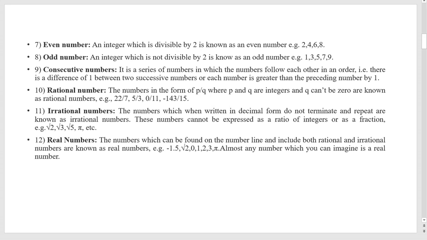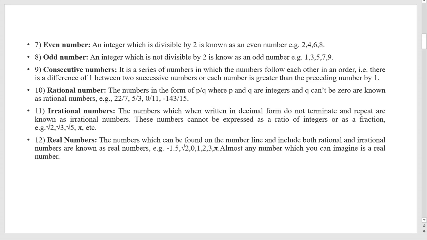Whereas irrational numbers are another type. The numbers which, written in decimal form, do not terminate or repeat are known as irrational numbers. They cannot be expressed as fractions. We can write them in decimal, but we can't terminate them. Examples are root 2, root 3, root 5, pi, etc. These are irrational numbers.